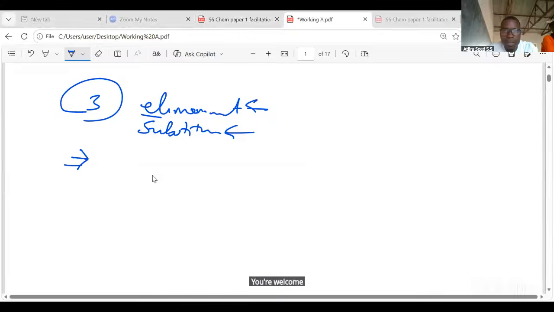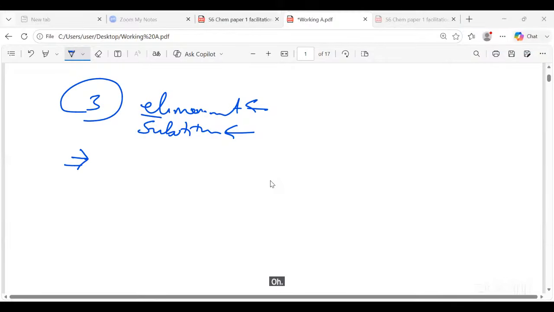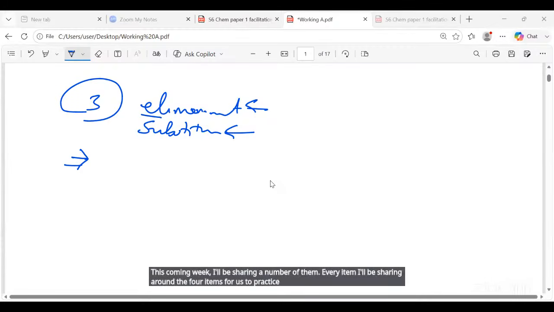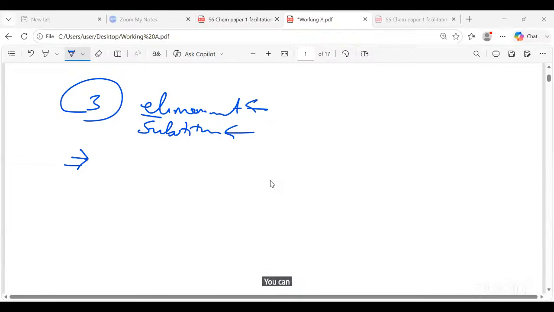Mine is just simple. First of all, I would like you to add us also in the chat group. Then the other one is to provide more items on basically section A. Those ones are coming. When you join the group, this coming week, I'll be sharing a number of them. Every item, I'll be sharing around four items for us to practice, so that next time when you're having any session, you can be able to share. So that's what we are looking out for.